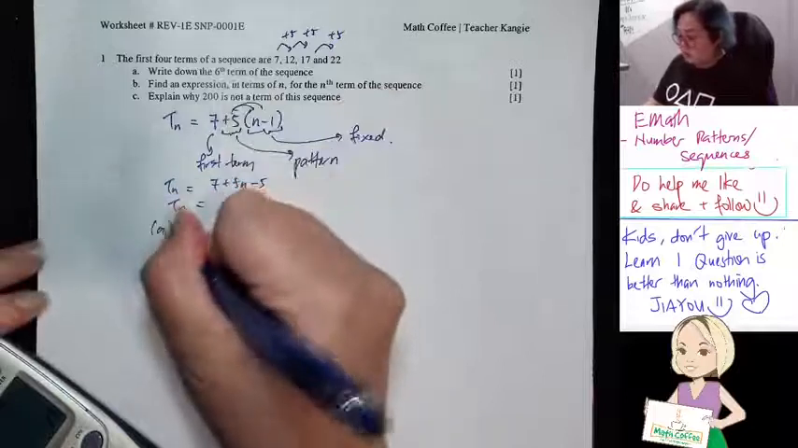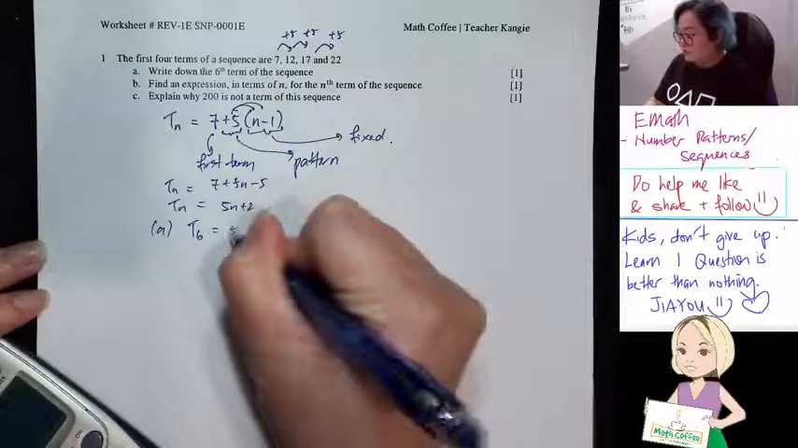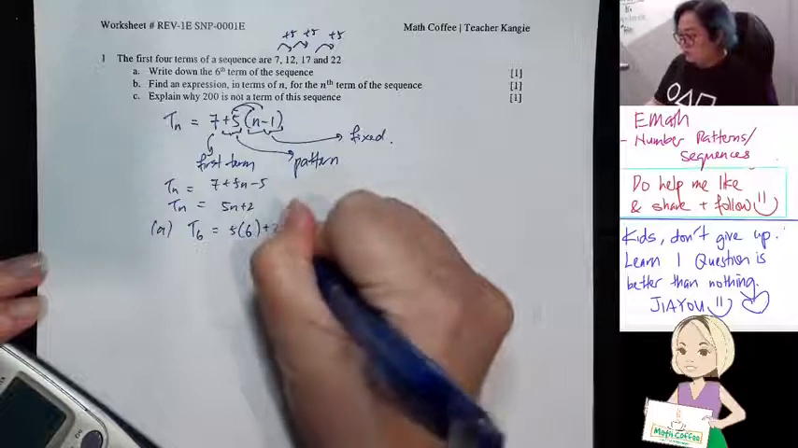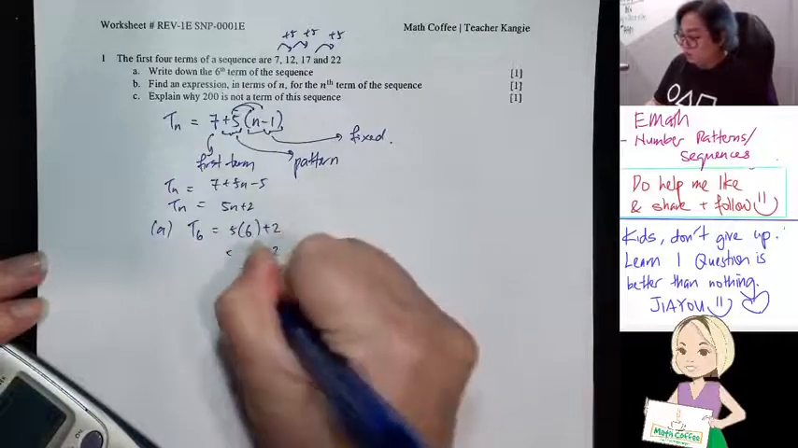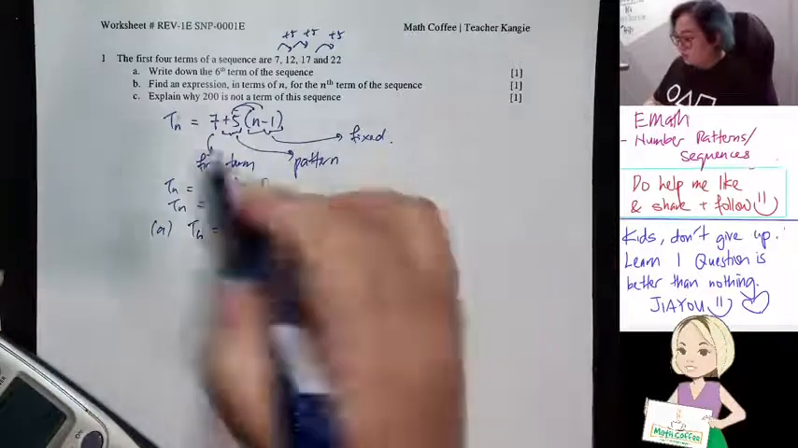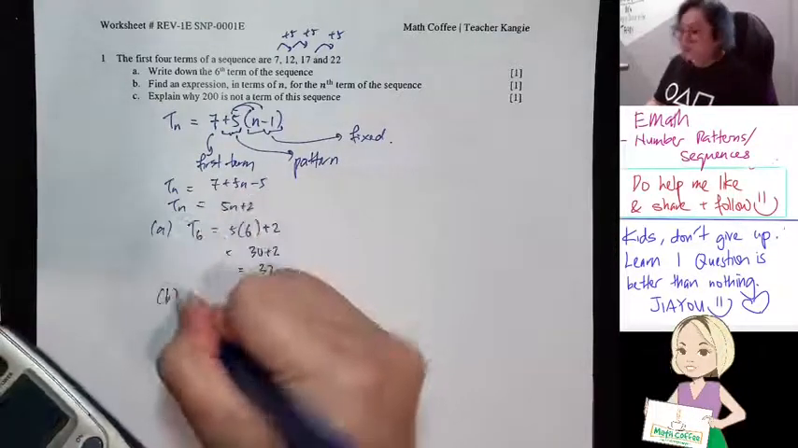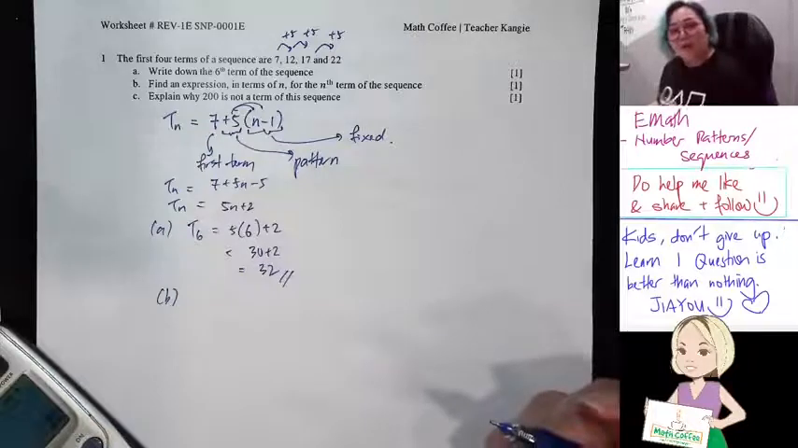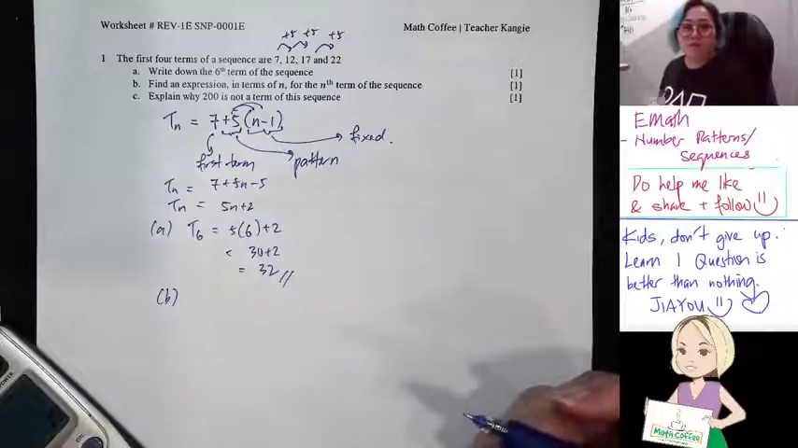Then after that, they ask to find the 6th term. Very easy. T6 means 5 times 6 plus 2. So it's 30 plus 2, so you get 32. Done. Very straightforward.